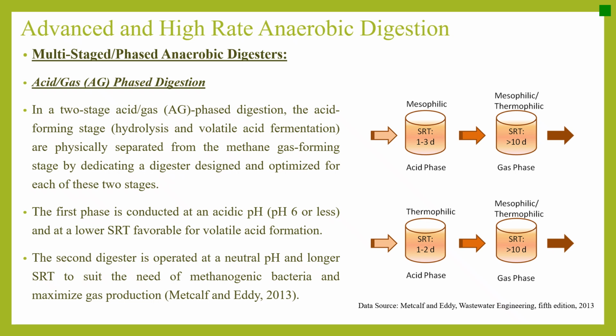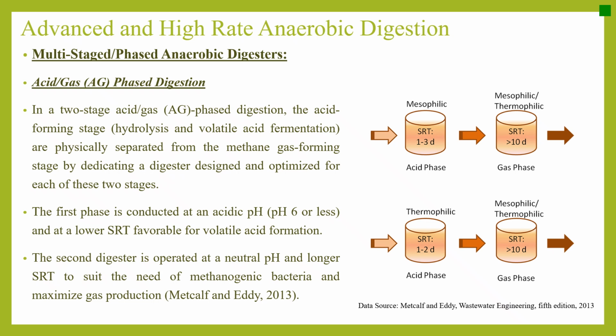Acid-gas or AG-phase digestion. In a two-stage acid-gas phase digestion, the acid-forming stage, that is the first step of the anaerobic digestion process, hydrolysis and volatile acid fermentation, is physically separated from the methane gas forming stage by dedicating a digester designed and optimized for each of these two stages. The first phase is conducted at an acidic pH of 6 or less, and at a lower alkalinity favorable for volatile acid formation. The second digester is operated at a neutral pH and higher alkalinity to suit the need of methanogenic bacteria and maximize methane gas production.